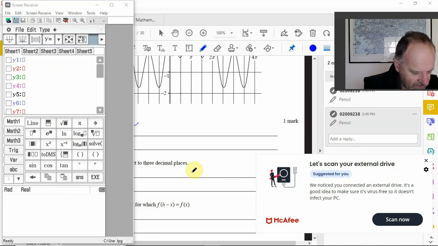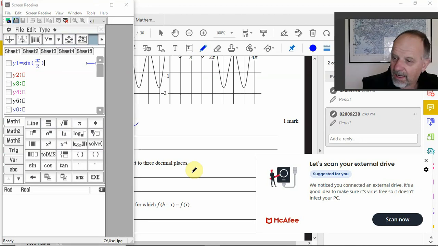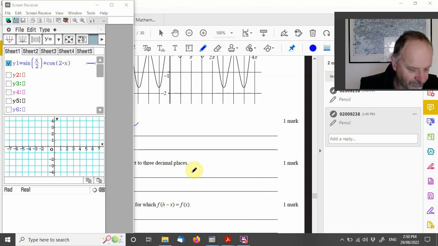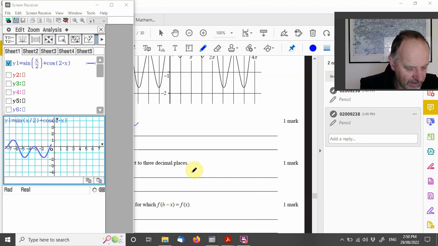So we've got to put in our function that we got, sin(x/2) plus cos(2x), oops, wrong bracket. All right, so there we go. That's what we're going to graph, so let's graph it. And when we do, we get something that looks like what we've got.